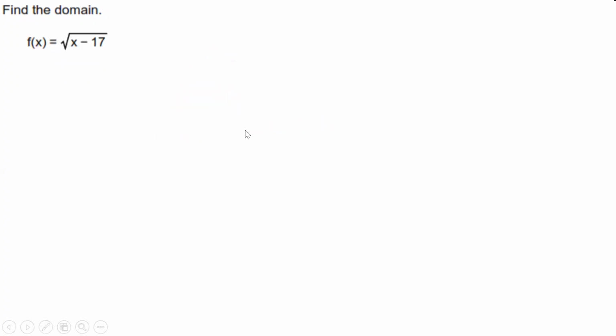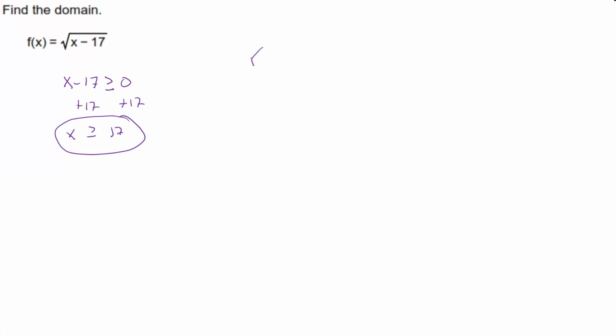What about the domain here? Well, we've talked about square roots before. What's under the square root sign has to be greater than or equal to 0. So if we add 17, x is going to be greater than or equal to 17. So it's going to be basically all real numbers where x is greater than or equal to 17. So it's going to be everything in that region there.